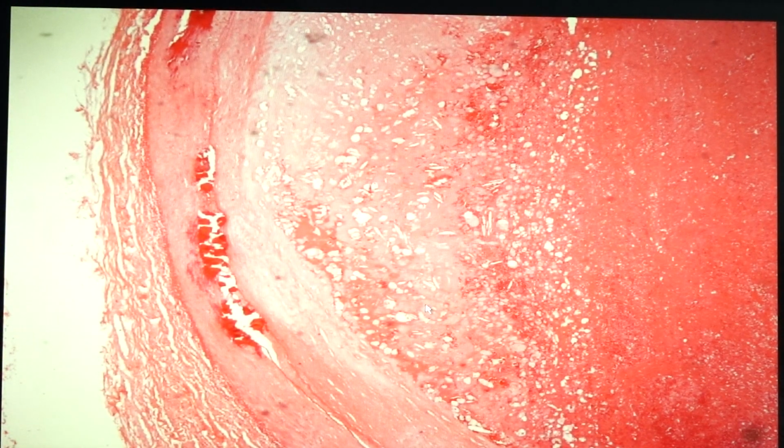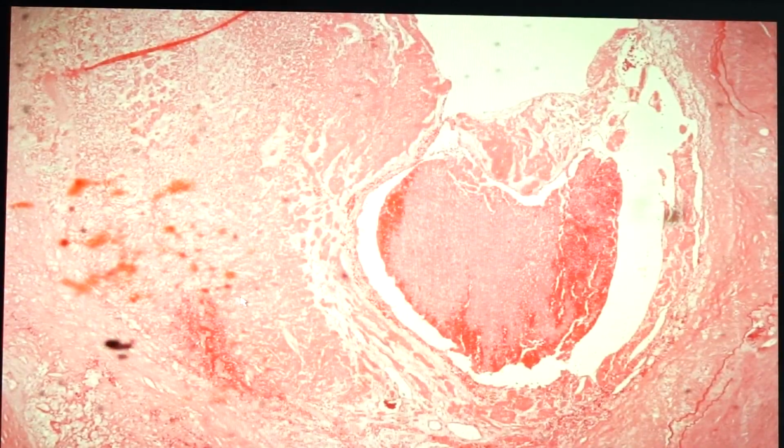Also seen in this particular tissue would be the presence of calcification at the medial portion, which is what we call the Monckeberg sclerosis or calcific medial sclerosis. It would mean that this patient is already an older individual.